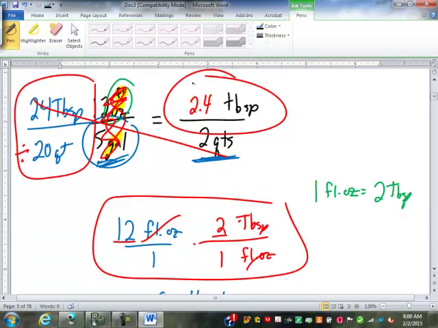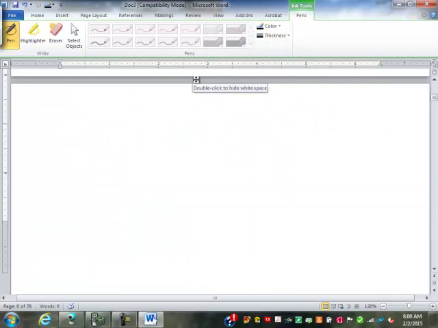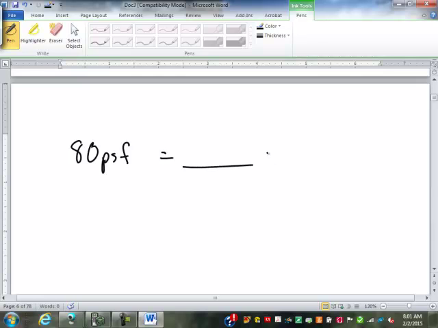So how about this one? Let's say something comes in at 80 PSF. I want it converted into OSI. Anybody know what PSF stands for? Pounds per square foot. What's OSI stand for? Ounces per square inch. Good.